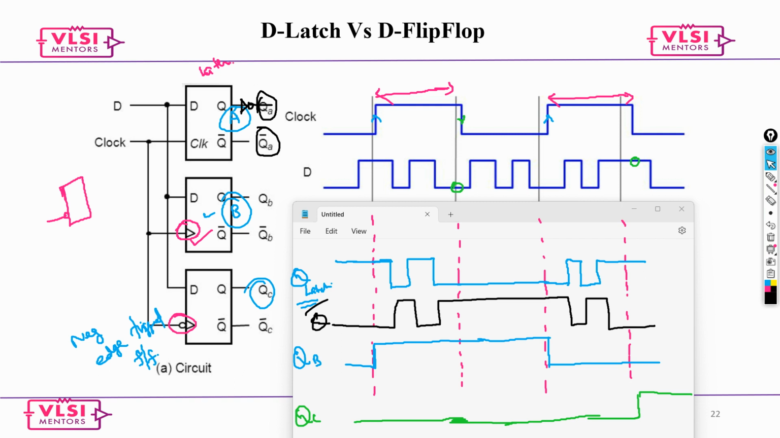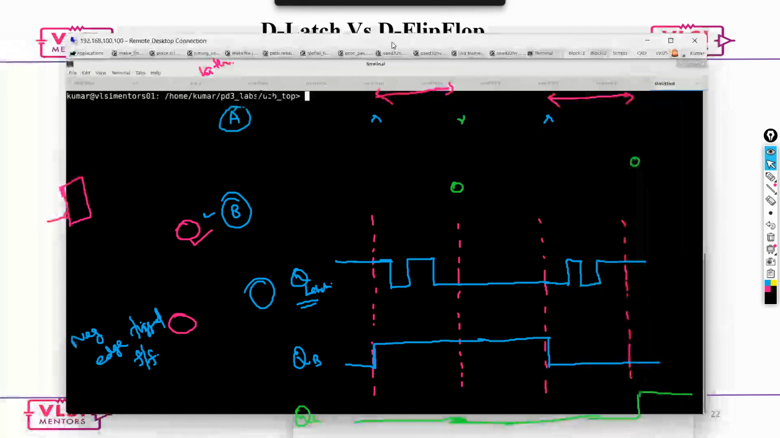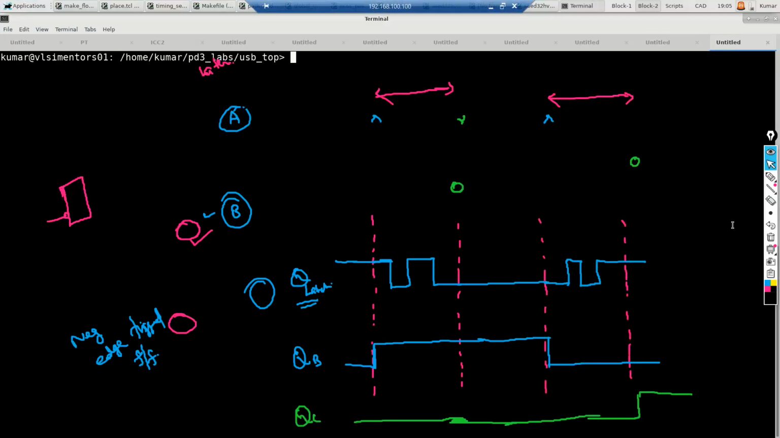Anyone else has any other questions? Sir, can I ask one question? Go ahead. What is the purpose of this, where do we use these flip flops? The D flip flops are the ones used heavily in industry. In a future class, we will understand.